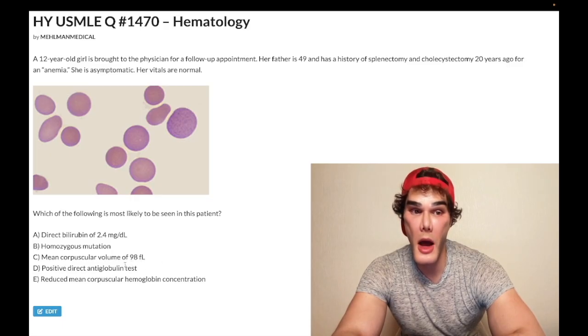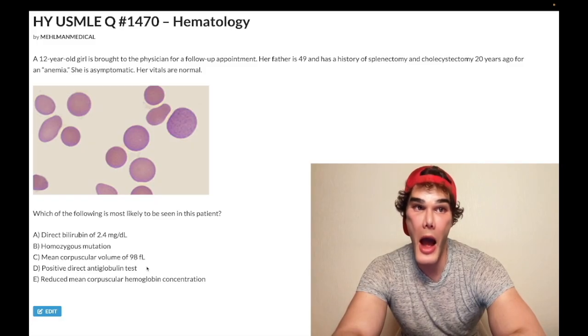Choice D, positive direct antiglobulin test. It's one of the ways USMLE can write Coombs test. There are different types of Coombs tests. You can have an indirect one as well. I don't want to obsess over the mechanism of how the Coombs test is performed. That's actually very unimportant for USMLE most of the time. This is what you need to know.